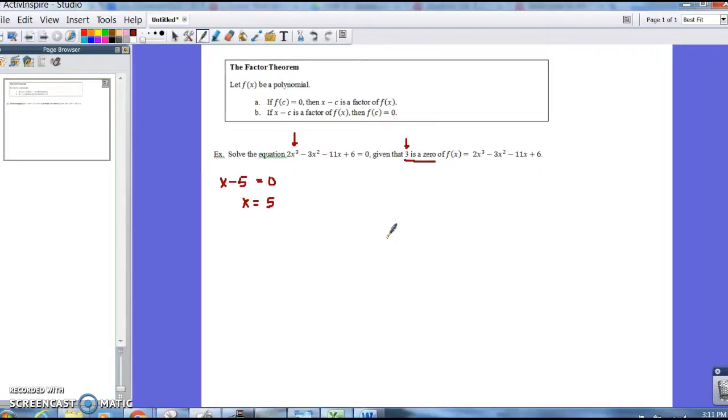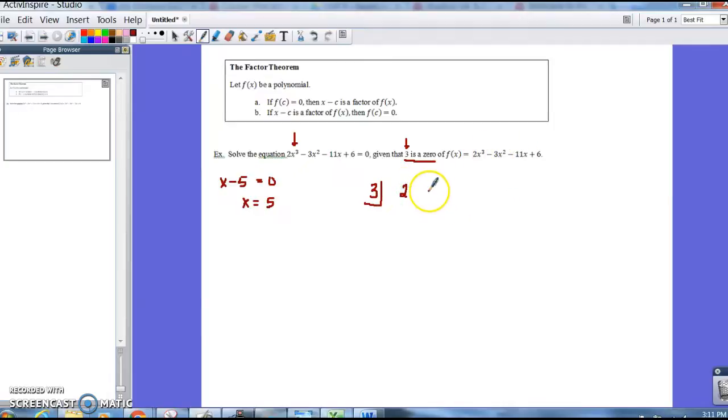So what I'm going to do is synthetic division to help me find my reduced polynomial, so that I can find my other roots. We'll just take it step by step. Because 3 is a 0, I can use my factor theorem, and I can do synthetic division. So I'm going to take out my coefficients here.